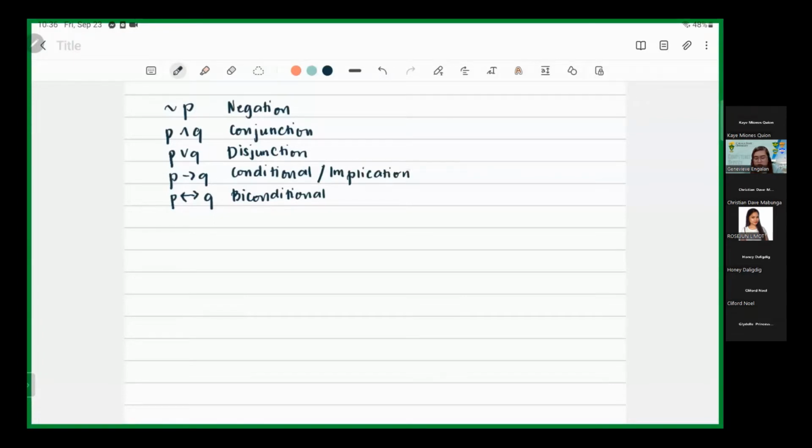So the negation is the word not, the conjunction uses the word and, the disjunction is or, and the conditional is if then. And for the biconditional, you have if and only if. Okay, I hope you remember.